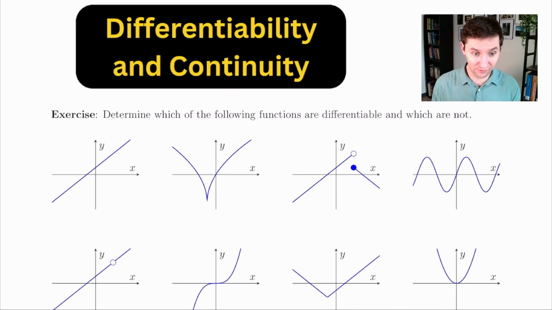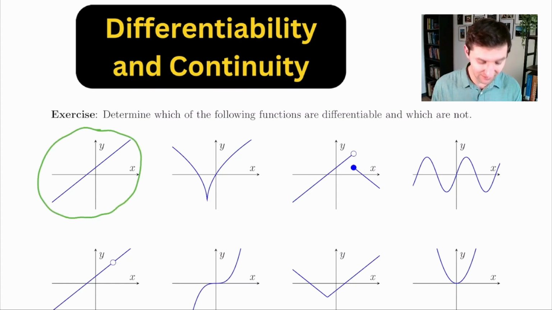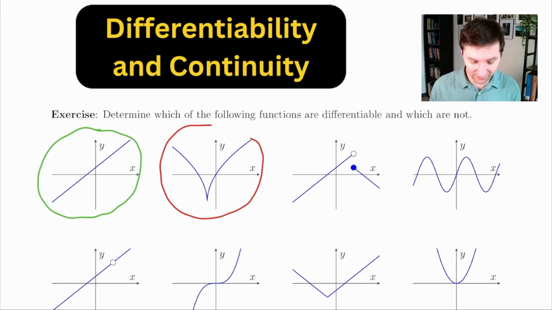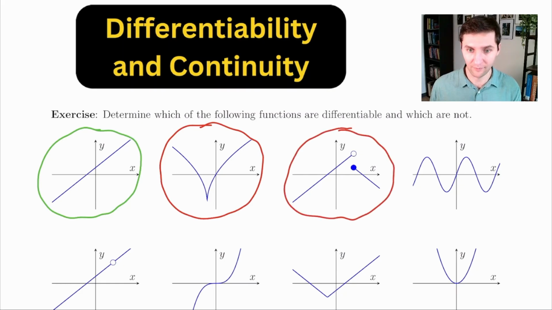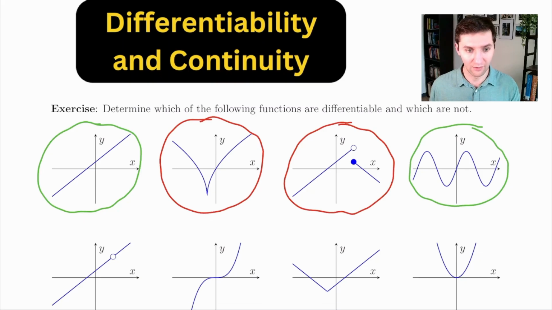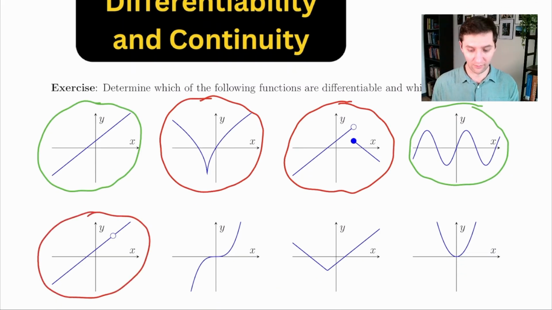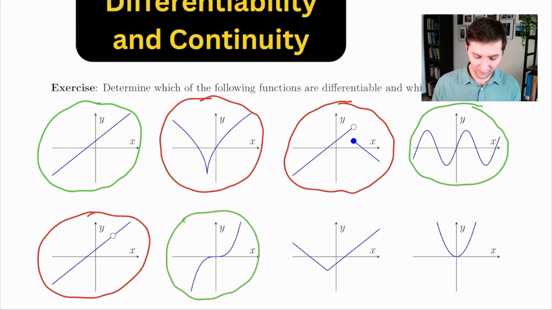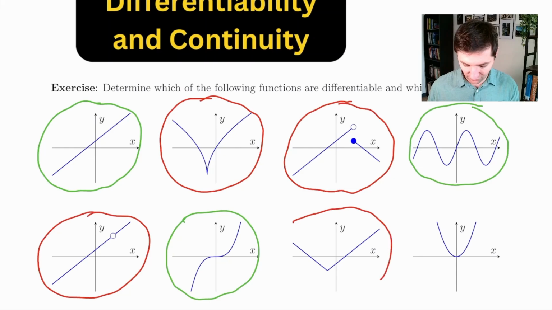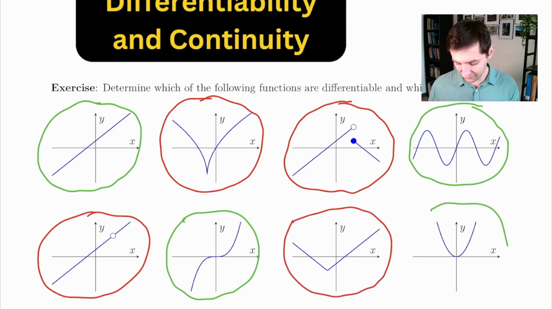I believe that the first function is differentiable. It is a straight line. The second one is not differentiable. It has a cusp. Third one is not differentiable. It has a jump. Fourth one is differentiable. It is a smooth function. Fifth one is not differentiable. It has a hole. Sixth one is differentiable. It's a smooth function. Seventh one, not differentiable. It has a corner. Eighth one, differentiable. It is a smooth function.